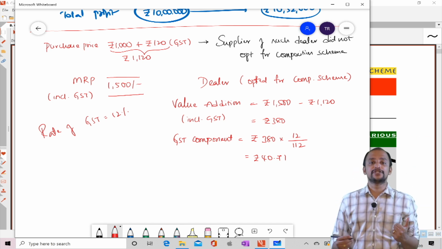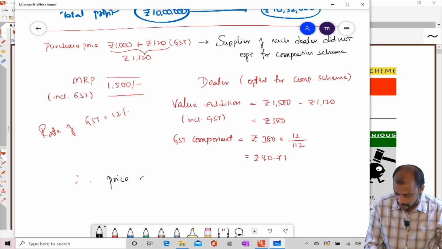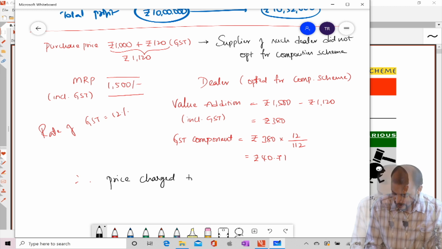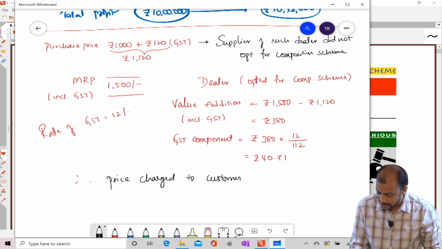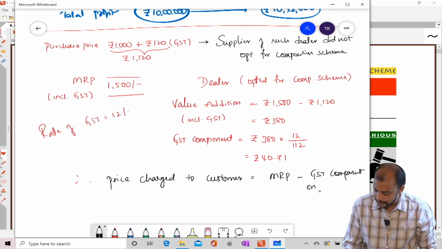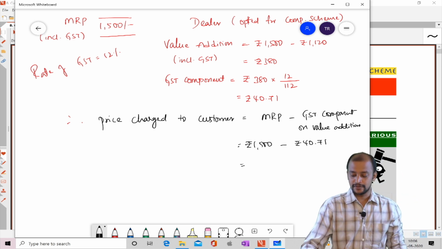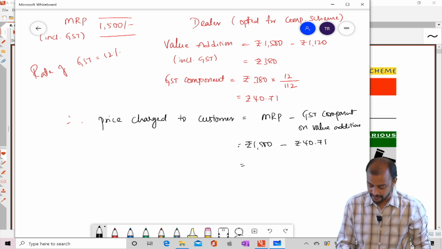To that extent he should reduce the MRP. Therefore, what should be the price charged to the customer? The price charged to the customer equals MRP minus GST component on value addition. So the MRP is 1500 minus GST component on value addition of 40.71, that is 1500 minus 40.71, equals 1459.3.